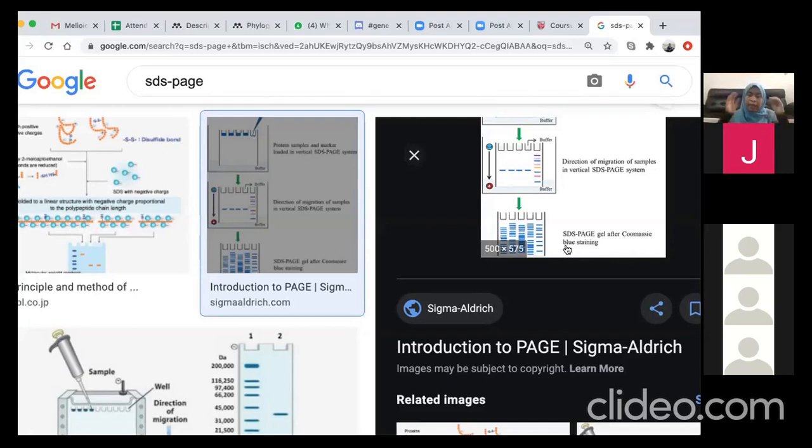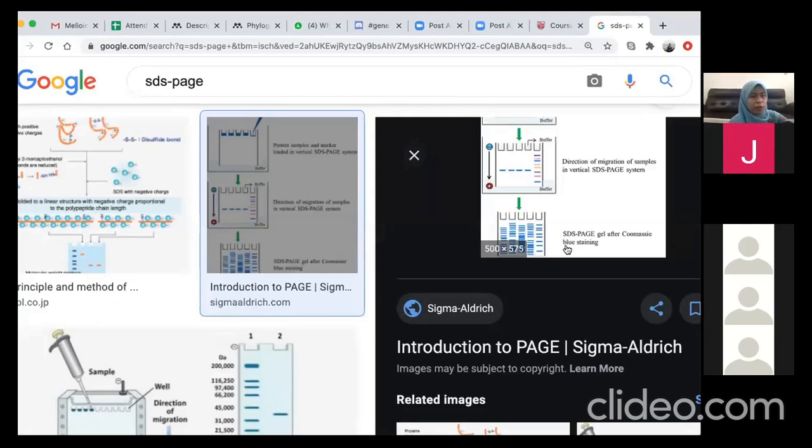Let's go back and imagine we have the backbone of the protein: N-C-C-N-C-C-N, right? The N-terminal, carbon, carboxyl group, and the peptide bond, and then also we have the functional group, the R group. Which part of this backbone of your protein is stained with the Coomassie blue staining?